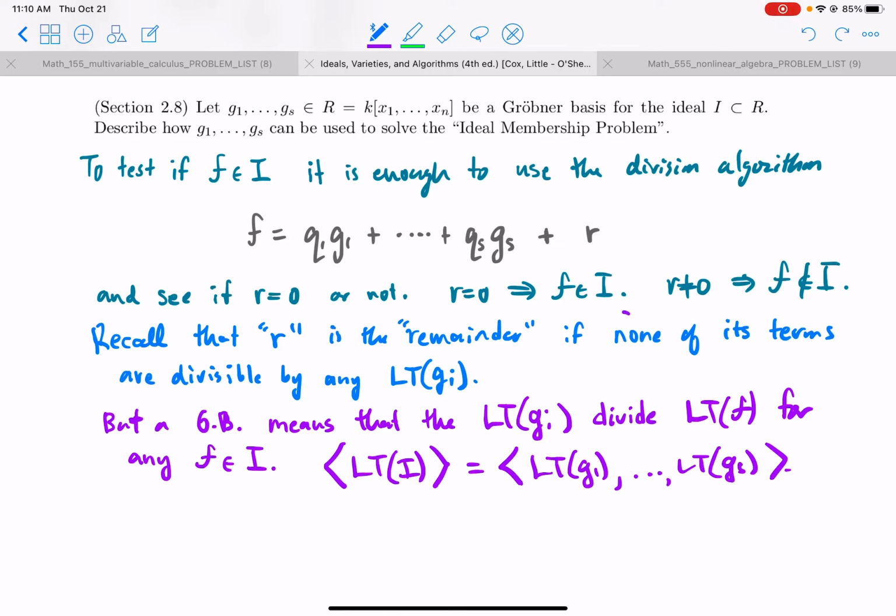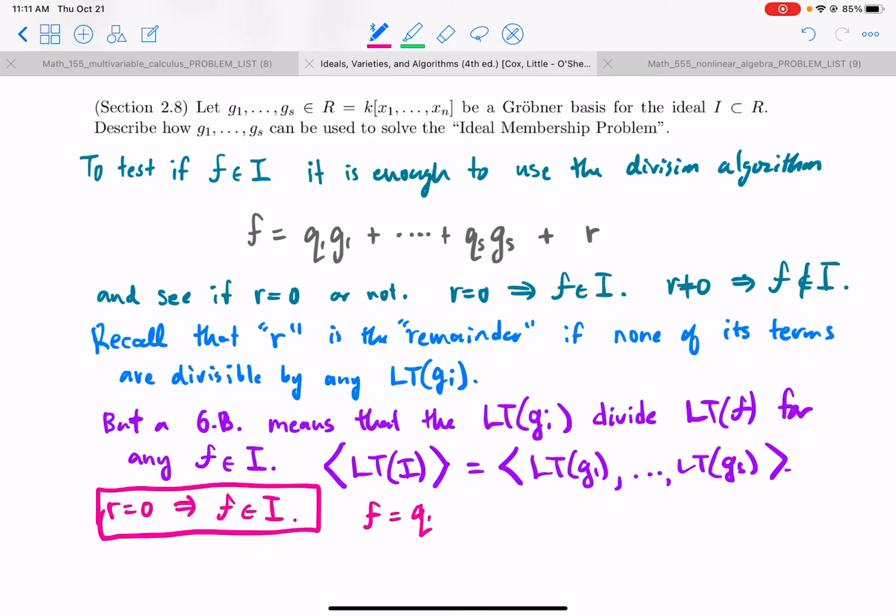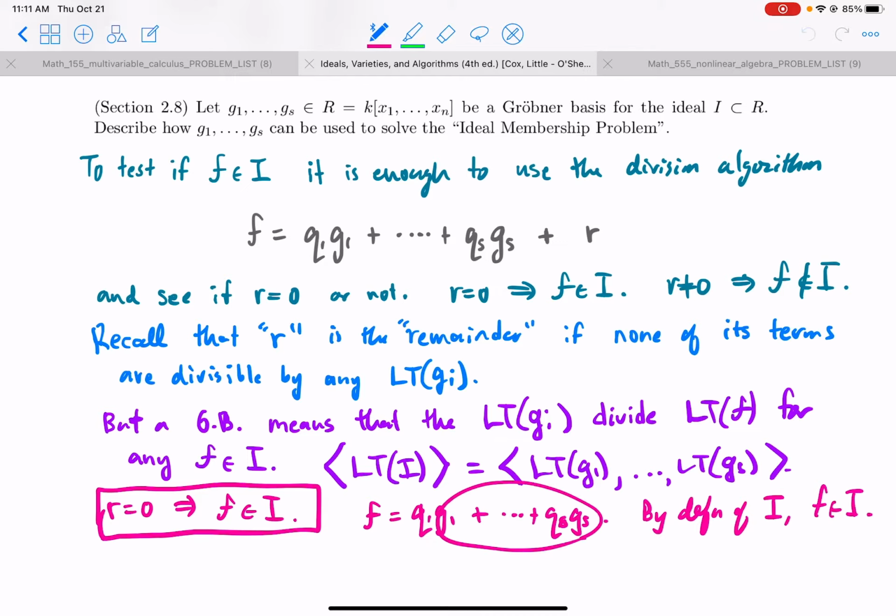So I guess I could try to prove this part. So let's prove that. Maybe I'll choose another color. R equals 0 implies F in I. Can I prove this? Well, if R is 0, then the division algorithm says that F is q1g1 plus through qsgs. Okay, so by definition of ideal, F is in I, right? It's a linear combination of generators of I.